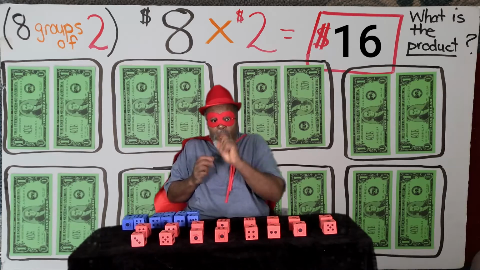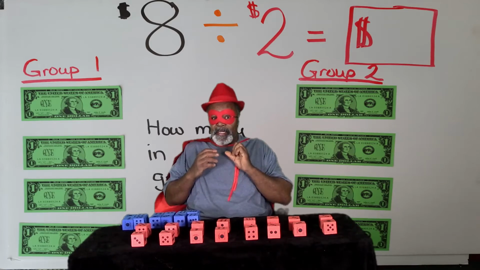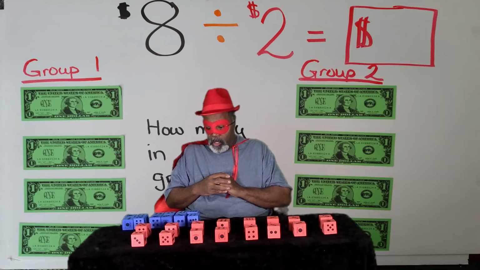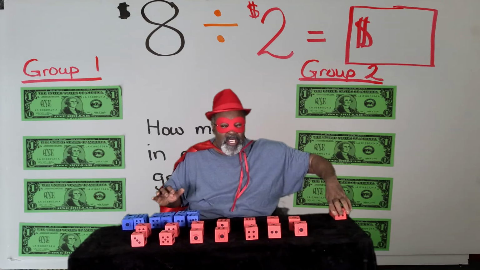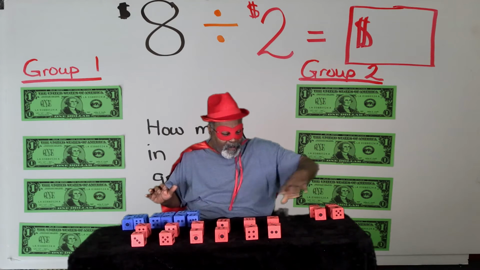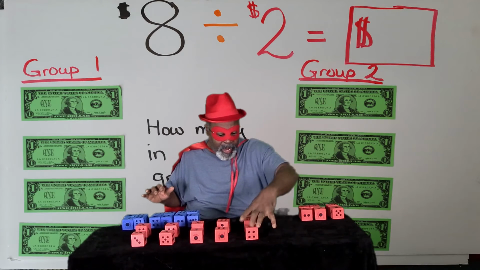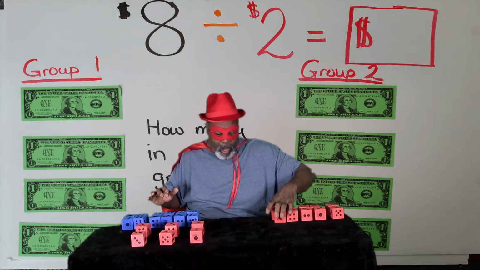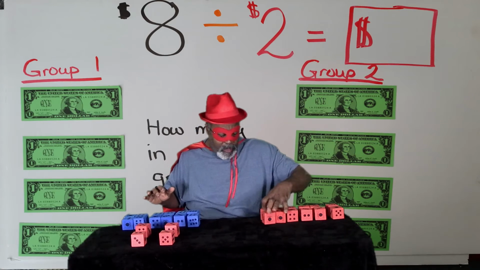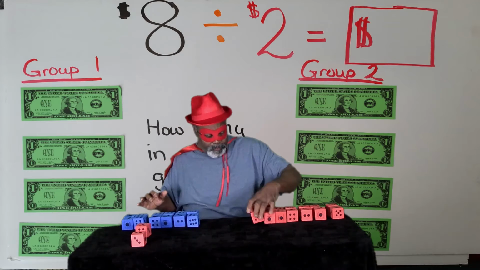Now we got to do one more. 8 divided by 2. So for this last one, we're going to use the blue ones instead, because we used the red ones for the last couple. So we're going to put the red dice back over here, and we're going to use the blue ones now to show 8 divided by 2.